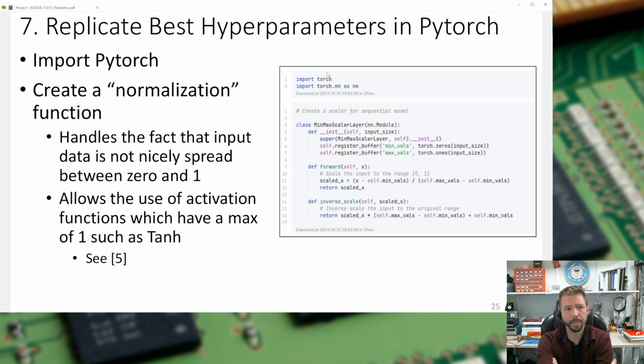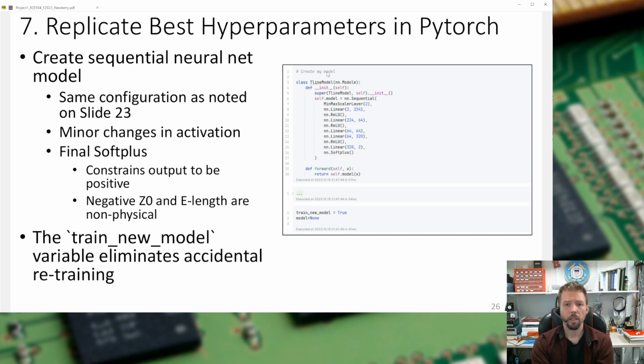So here I used PyTorch, wanted to configure the exact same neural net, same setup, and see how the process went. I created a normalization function here to scale the input between 0 and 1. This would allow me to use activation functions that have a max of 1, such as tanh, which is something that I had done successfully in the past.